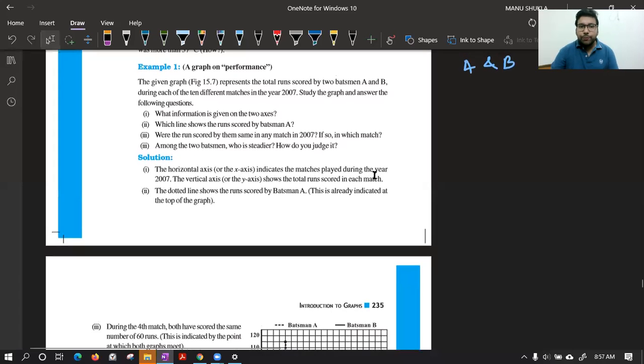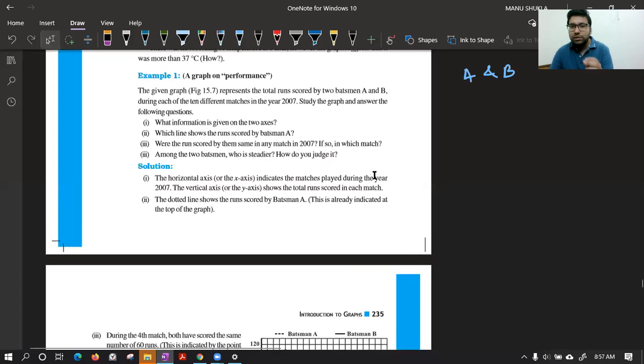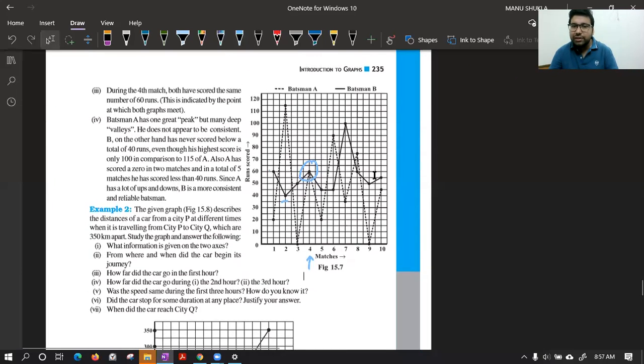Now the fourth part. Among the two batsmen, who is steadier? How do you judge it? Who is steadier means who is consistent with the performance. Who is more consistent as per you? Please tell. Batsman A is more consistent or B? B is more consistent because you can see the range. Actually, this consistency we can tell by the range.